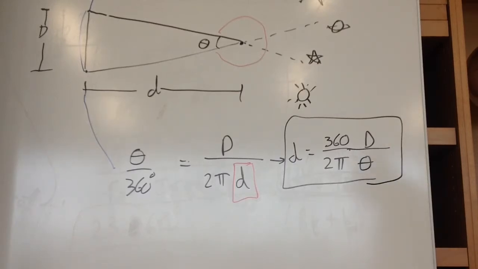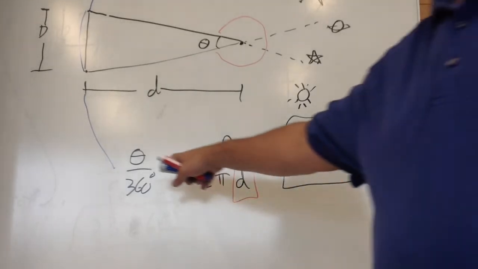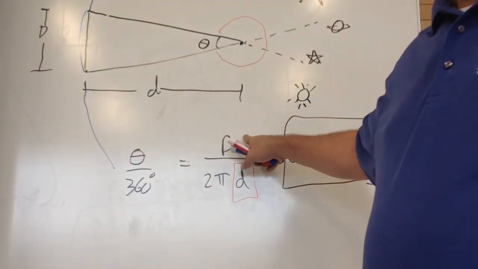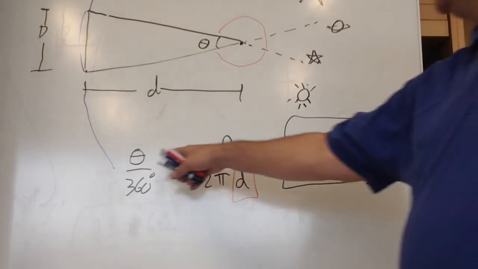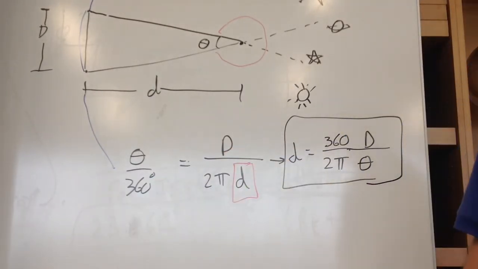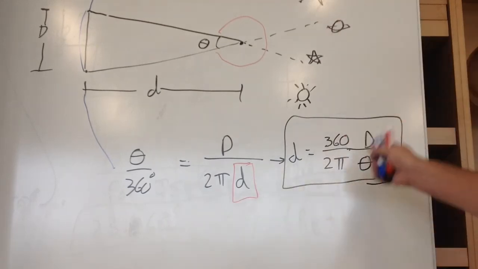Now, is that on your sheet, or are you going to need to remember how to do that? It is, but they write it out in words. They say parallax is equal to baseline divided by distance. But it's the same basic formula that we used for angular resolution. I'm just going to rearrange things a little bit.